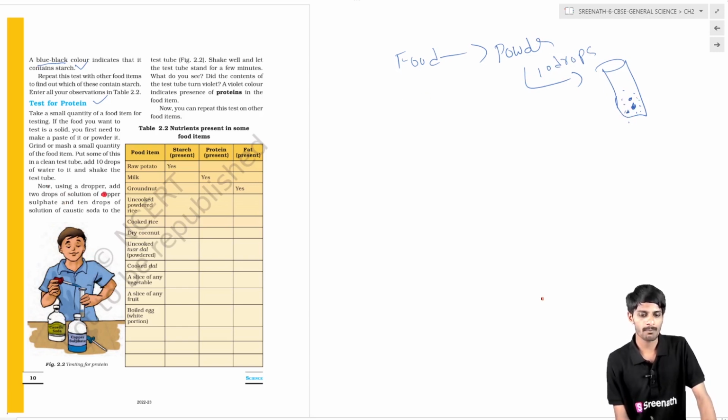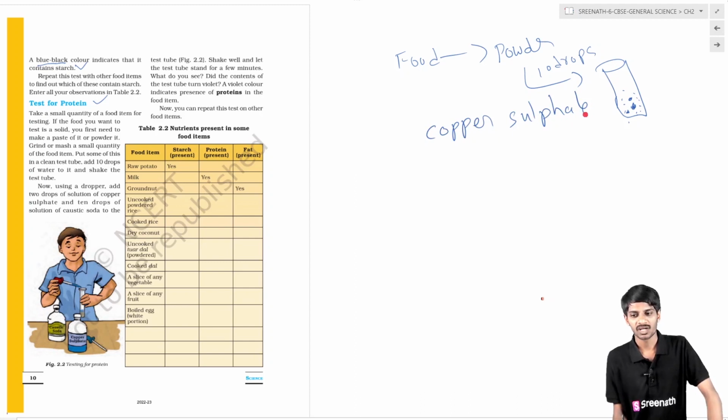Now, using a dropper like this, and this is the image of the dropper, add 2 drops of copper sulfate solution and 10 drops of caustic soda solution. What are those two solutions? Copper sulfate solution and caustic soda solution. You have to remember them. Copper sulfate solution, and what next?